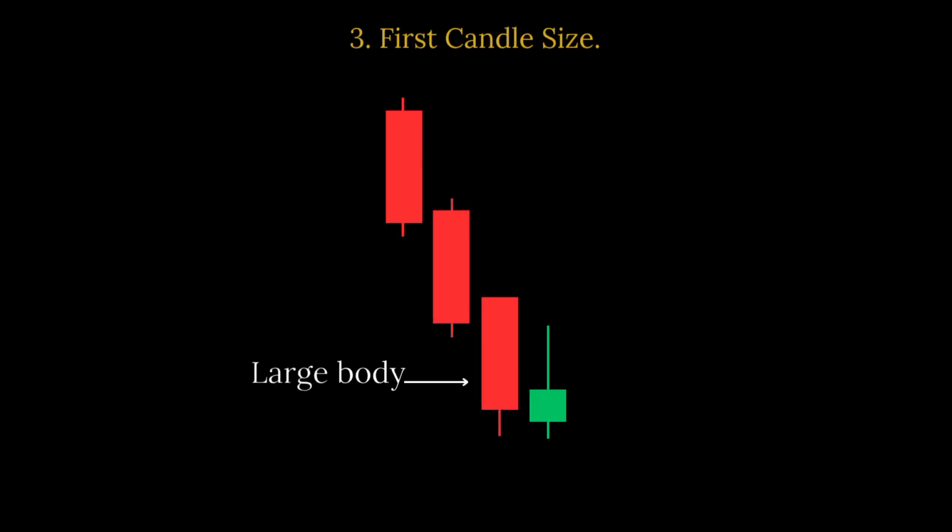Number 3. Candlestick size matters. The first candle in the tweezer bottom pattern is a large bearish candle that signals intense selling pressure. The body of the candle, open to close, should dominate, with minimal upper wick, indicating strong downward momentum during that session. And institutional traders may deliberately allow the price to fall aggressively to accumulate long positions at a discount.